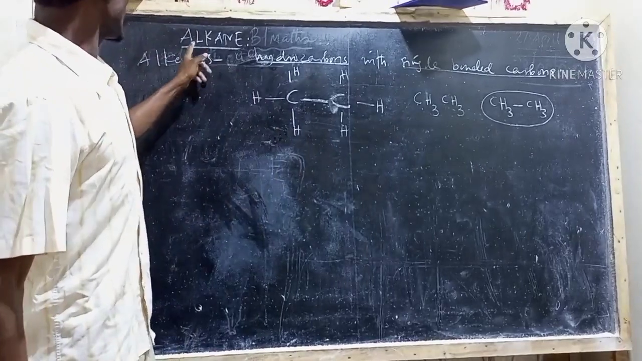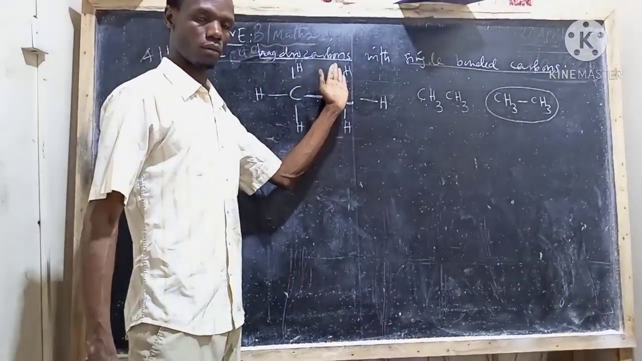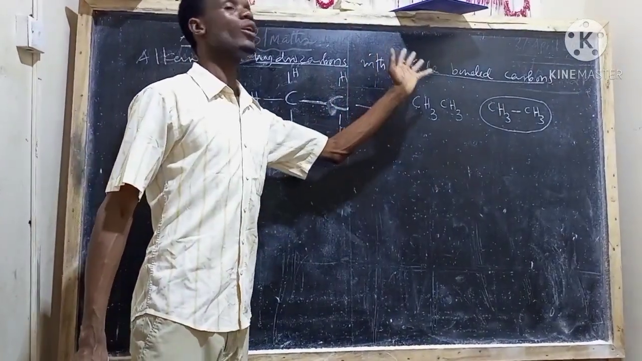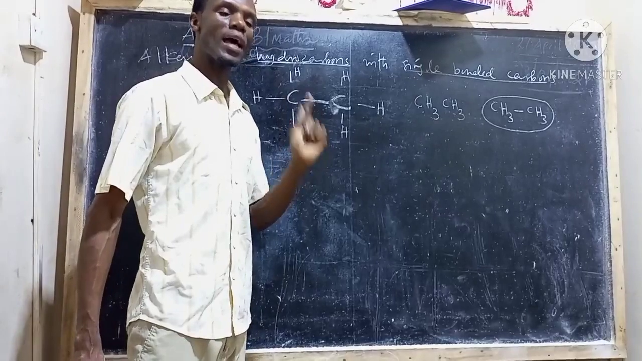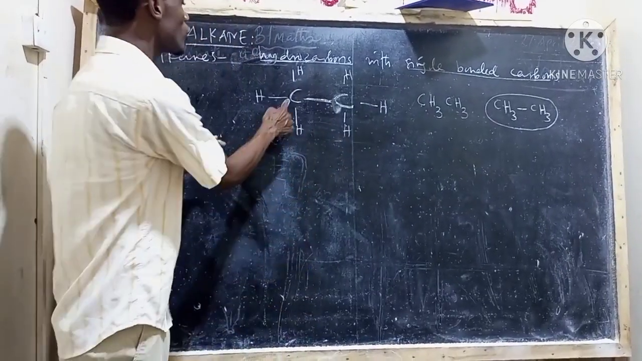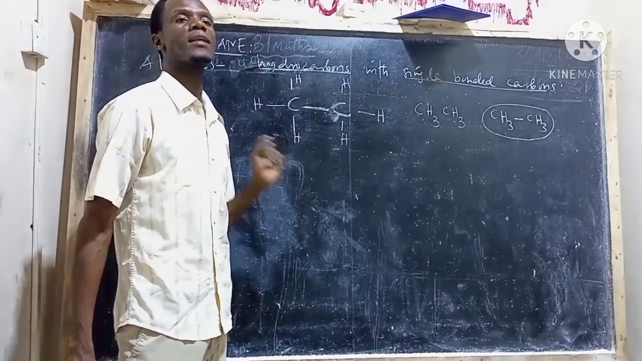So, alkane is the hydrocarbon with a single bonded carbon. Means carbon to carbon are joined with single bonds. Kwa hiyo carbon kwenda kwenye carbon zimeunganishwa na single bonds. Hiyo ni alkane.